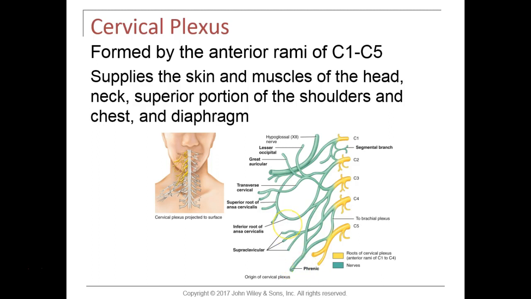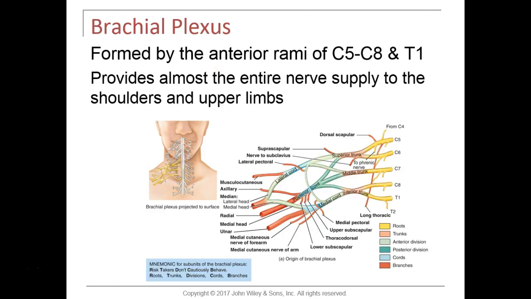But nonetheless, in general, the nerves from the cervical plexus, you can see them all in bold type. Don't go and learn all of those. But the nerves from the cervical plexus pretty much supply the skin and all the muscles in your head and your neck region and the upper parts or superior portions of your shoulders, your chest, and then the diaphragm specifically by the phrenic nerve.